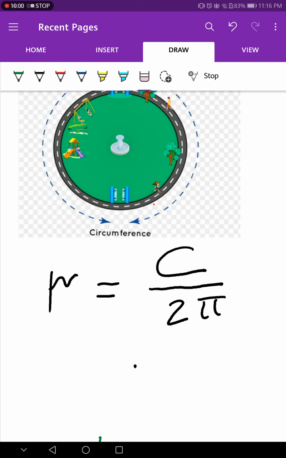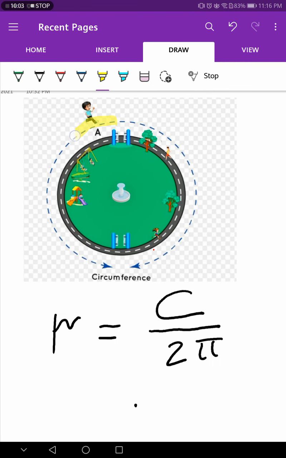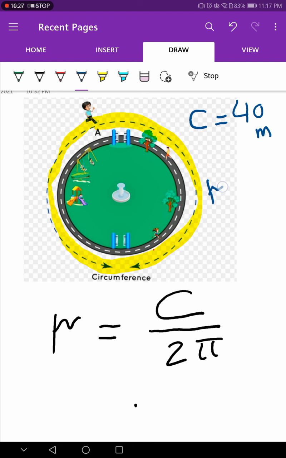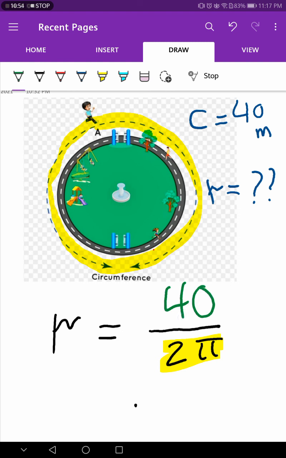Now suppose he gives you the circumference for this pool, and the circumference is given, for example, 40 meter, and he asks me to find the radius of this circle. I say it is easy. I know the formula of the radius. It is equal to circumference over 2 pi. So teacher, I just need to replace the C and write the 40. Yes. Is this hard? No.